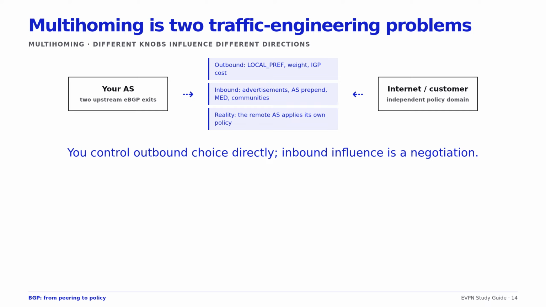Therefore, define the failure goal first: active use, simple backup, customer-specific exit, or deterministic failover. Then measure both directions, because a beautiful outbound RIB says nothing about the return path.